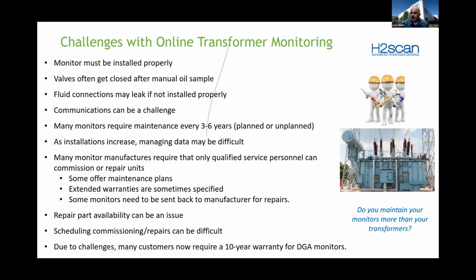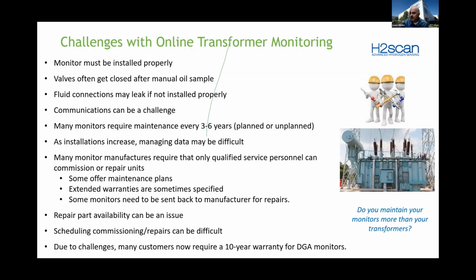Extended warranties are sometimes specified. Some monitors actually need to be sent back to the manufacturer for repairs. And so it's important for customers to do their homework ahead of time to make sure that they understand what's necessary to ensure that their monitors stay working over a long period of time. When you have a transformer that's going to last 30 to 60 years, and your monitor is going to need maintenance every 4 to 6 years, it's important that you incorporate that into your plans.